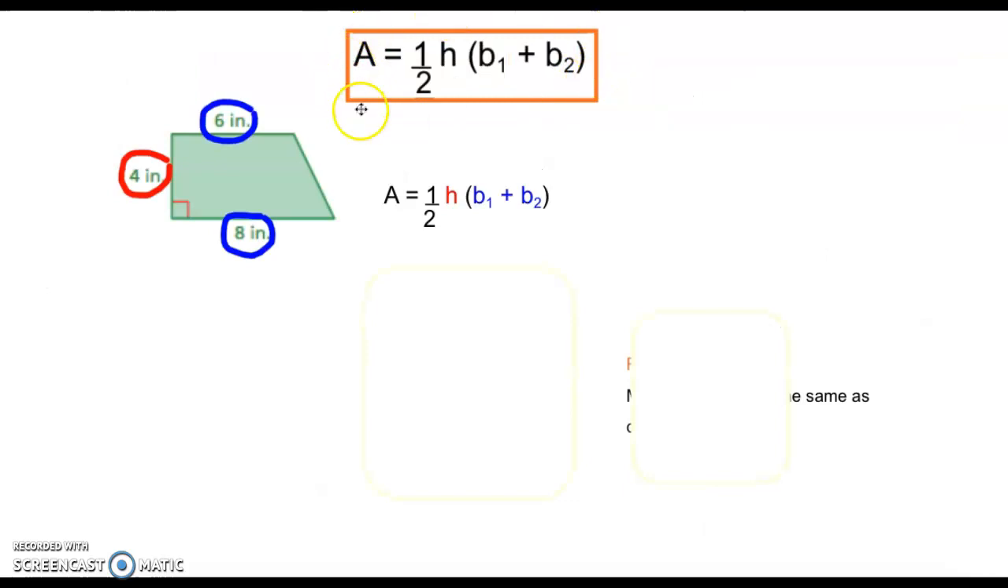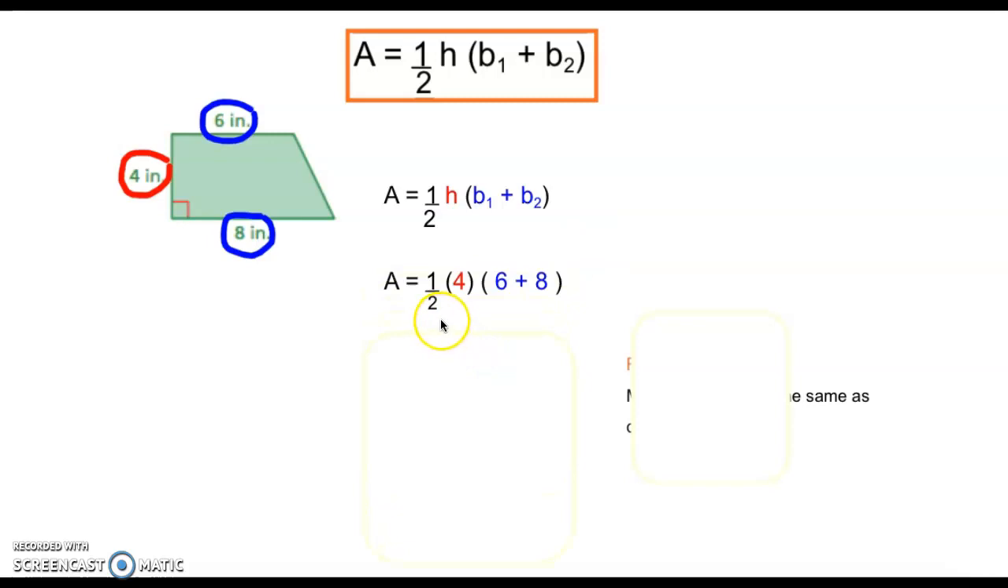So here's our formula. The area is 1/2 times the height times the sum of the bases. I've written the formula here, and I'm going to ask that for the practice you do today, you use a whiteboard or paper or something to actually write down the formula and substitute the values in. It's really important.